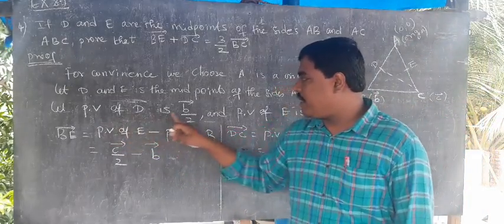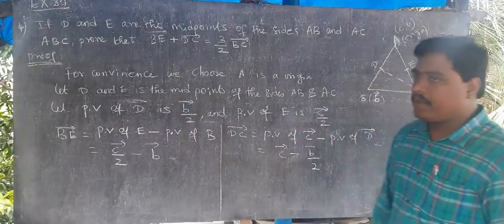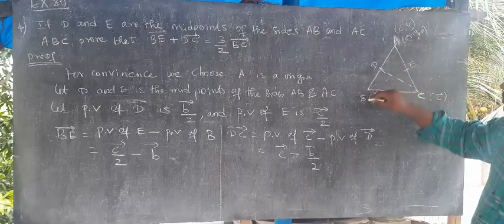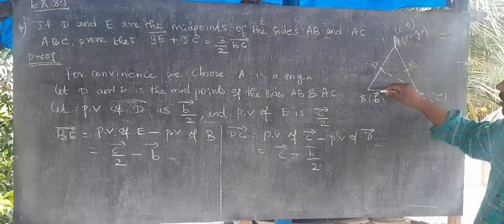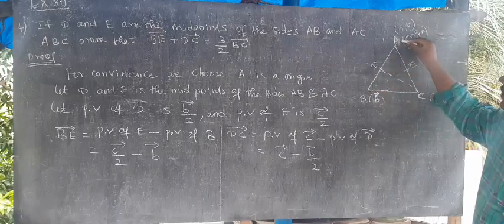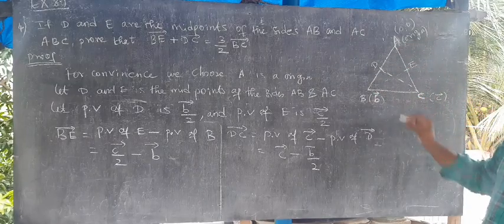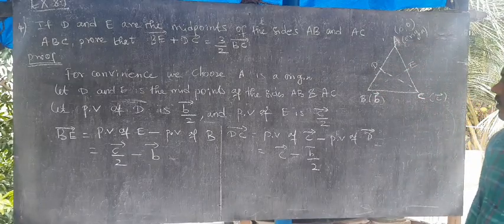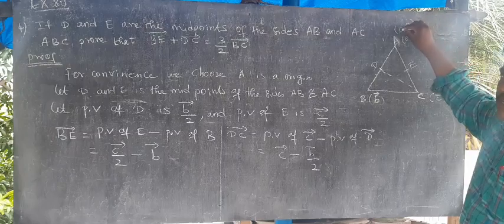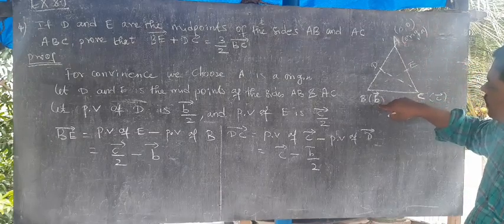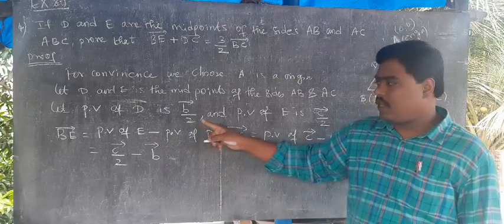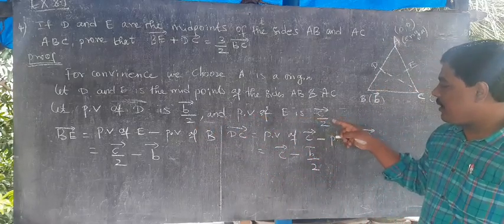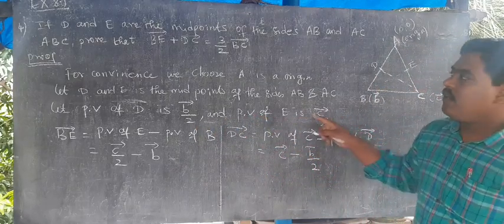So position vector of D is B vector by 2 because this is midpoint of AB. Midpoint of AB, D is what we don't know. So midpoint means two points we need to add and divide by 2. We need to find the midpoint. So origin means 0 only is there. Here B vector plus 0 by 2 means B vector by 2. And the position of E is C vector by 2.